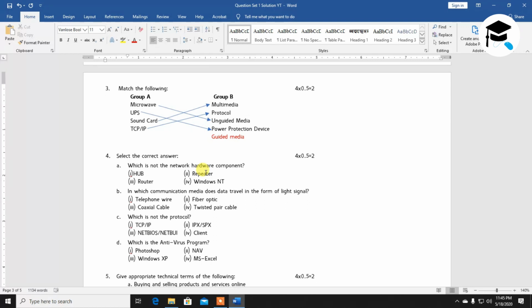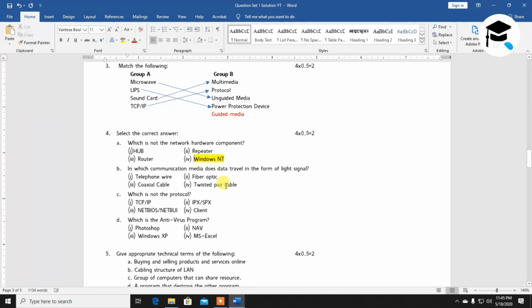In a data network, a repeater can relay messages between sub networks that use different protocols or cable types. Now perhaps you have guessed the answer. Windows NT is the answer. Let me highlight this, Windows NT.